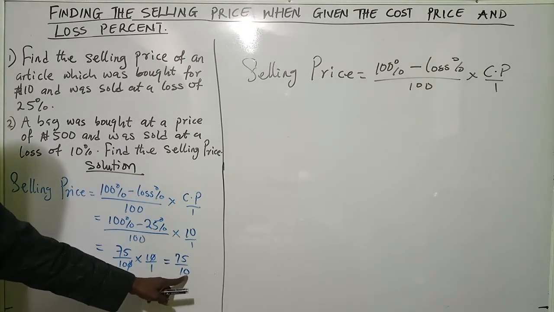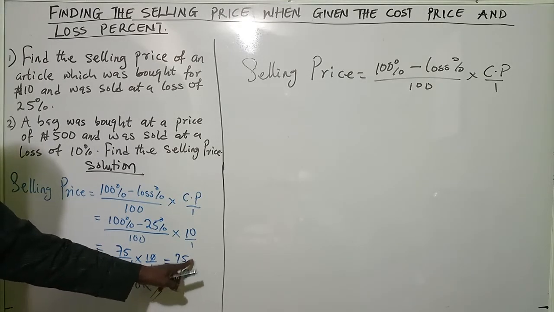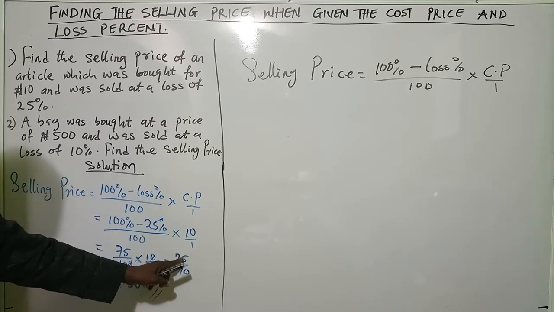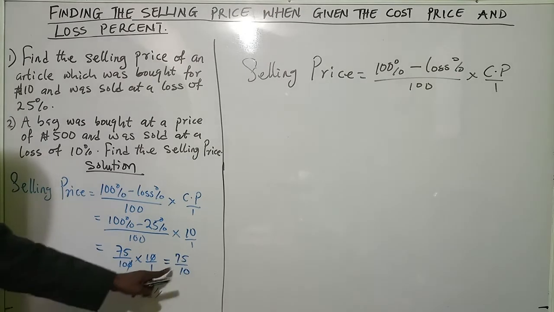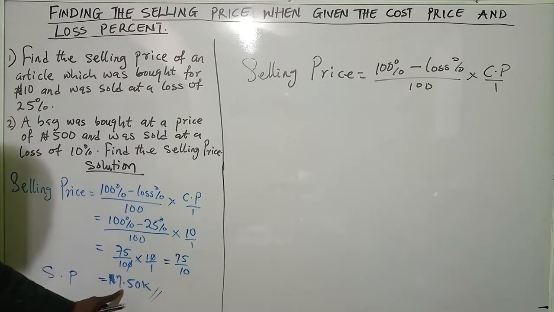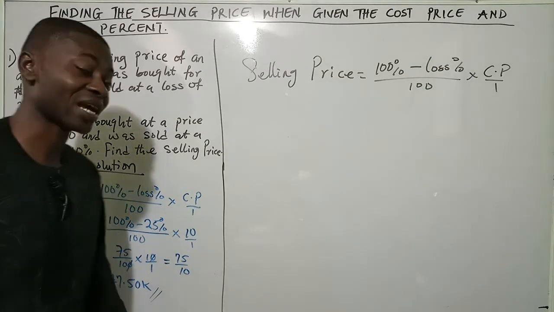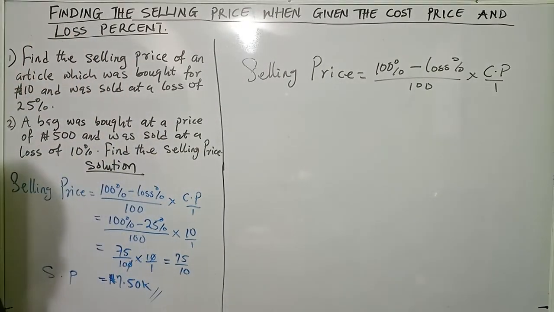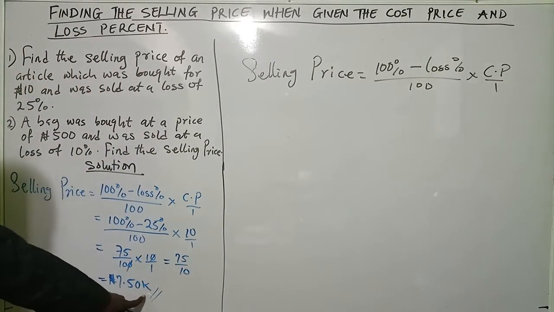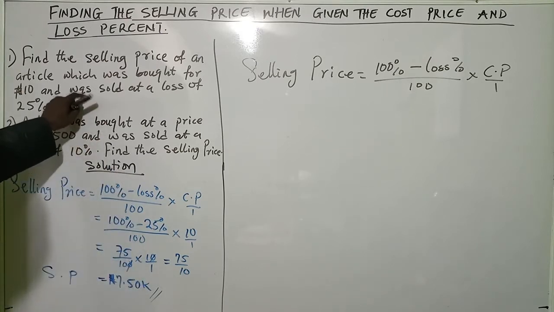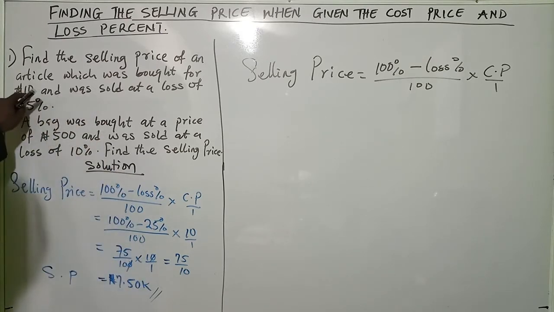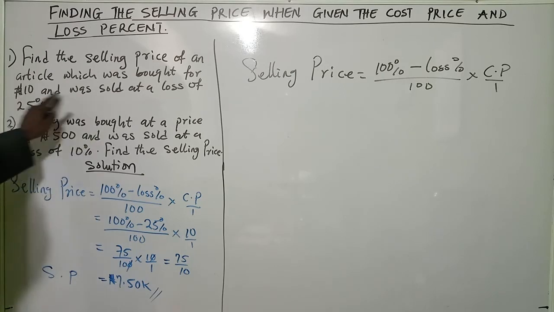When you are dividing by 10, there's a decimal point here. Just move the decimal point back once and drop it there. So that is our answer, because we're talking about money here. 7.5 is known as 7 naira 50 kobo. Half of a naira is 50 kobo. So that is the selling price of this article that was bought for 10 naira and sold at a loss of 25%.